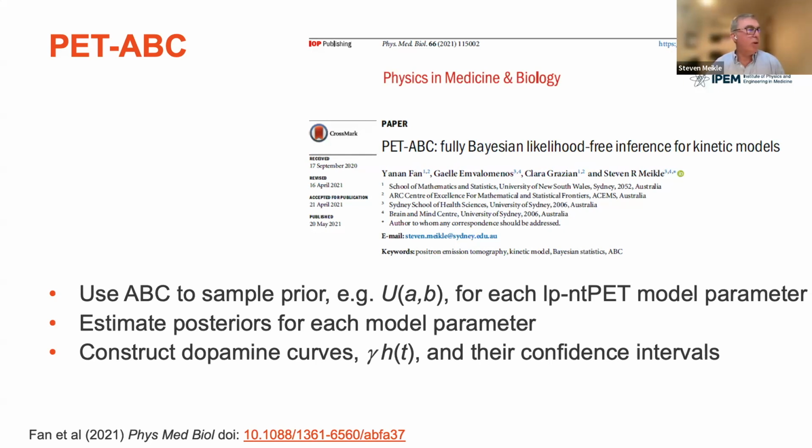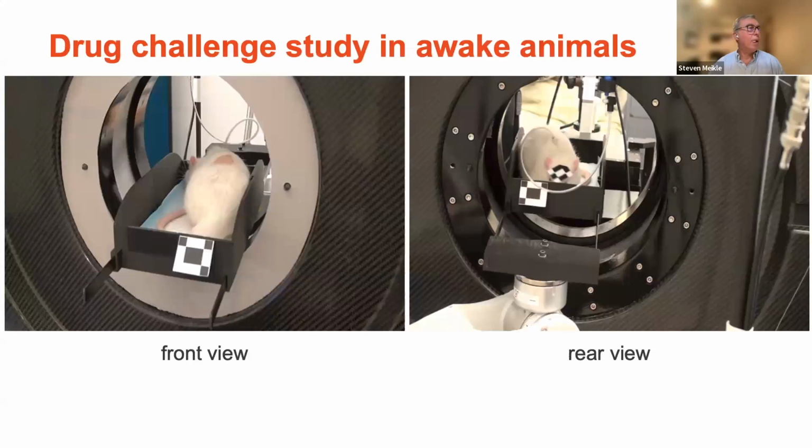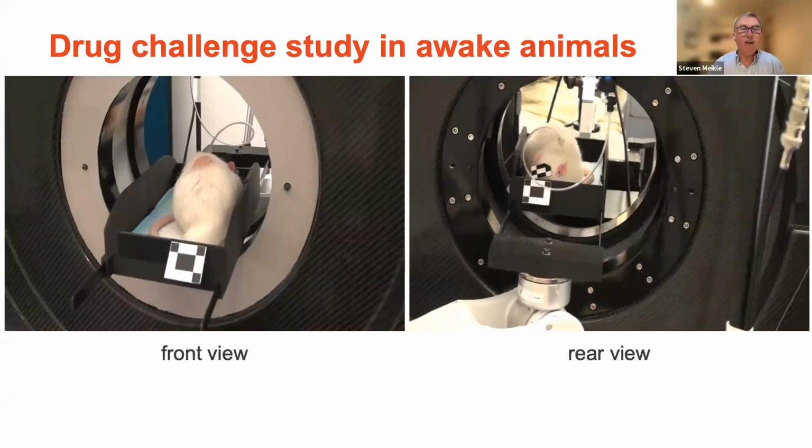And so in this paper, we describe the use of ABC to sample the prior in the way that I showed just a little while ago, typically using a uniform prior for each of the model parameters for LPNT-PET. And then we estimate the posteriors for each model parameter in the way that I showed. And then, as in the Iras paper, we then construct dopamine curves, the gamma HT term. But because we also have the full posterior density of those parameters, we can also calculate confidence intervals on those dopamine curves.